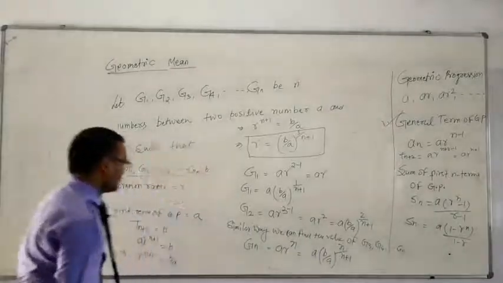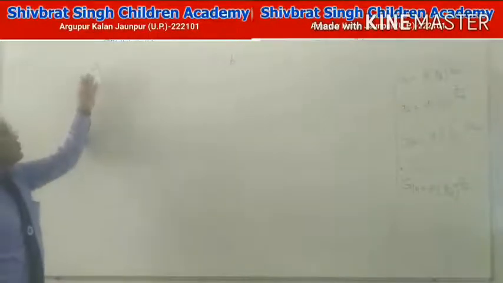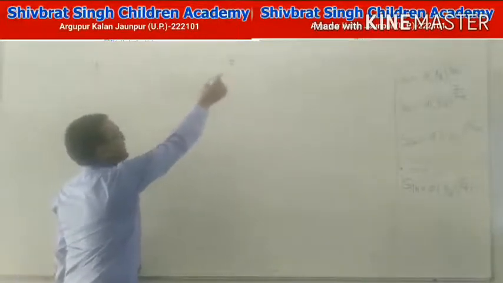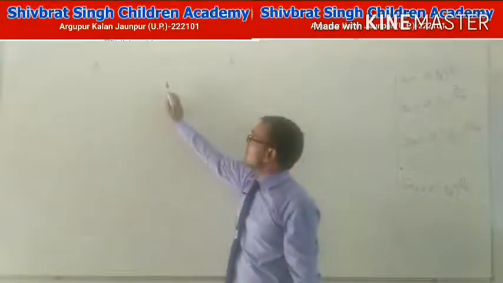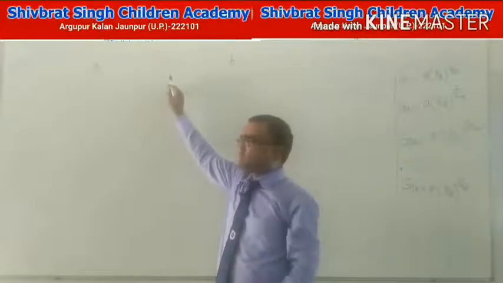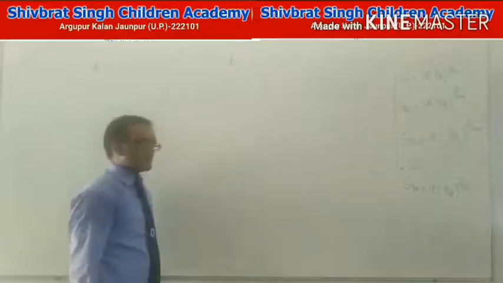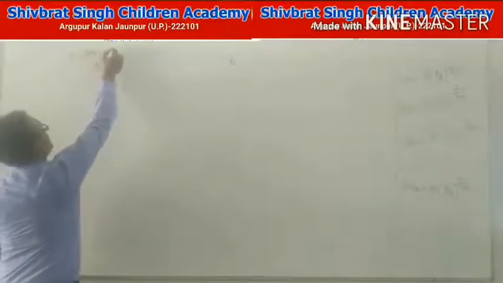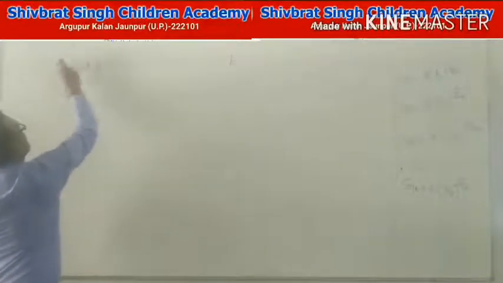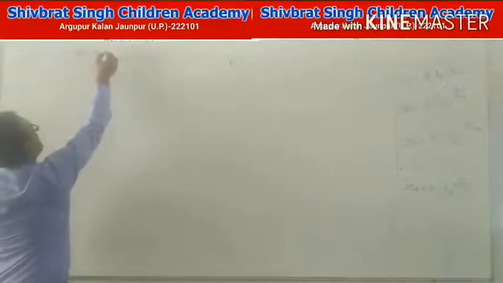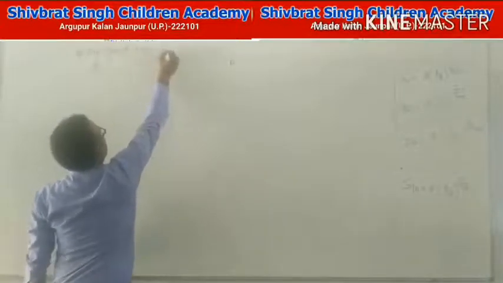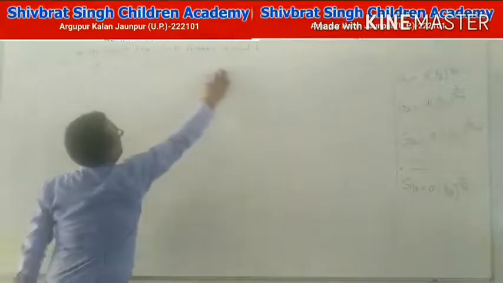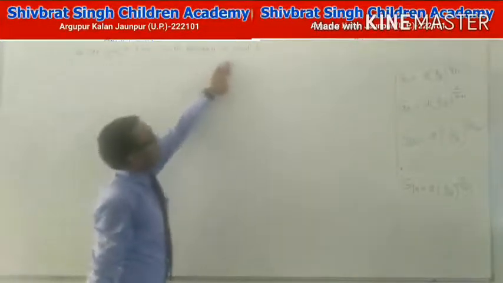Now further, let there be two positive numbers A and B. We can insert one geometric mean between them, two geometric means between them, three geometric means between them. As you like, you can insert any number of geometric means between them. First, one geometric mean we can insert between A and B.